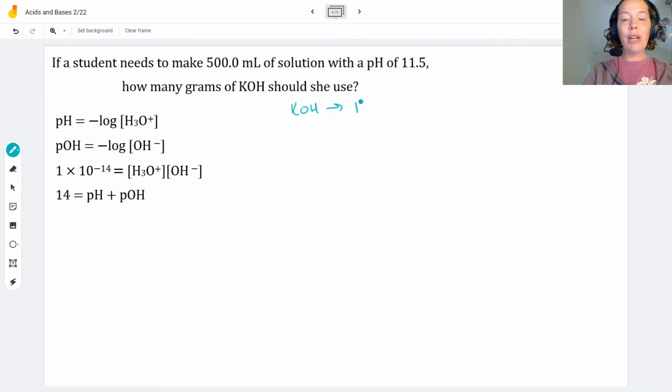So I've got potassium hydroxide. That's going to give me the potassium cation and the hydroxide anion. Okay, that's fine. That's well and good. I know it's a base. I know it's supposed to give me hydroxide.